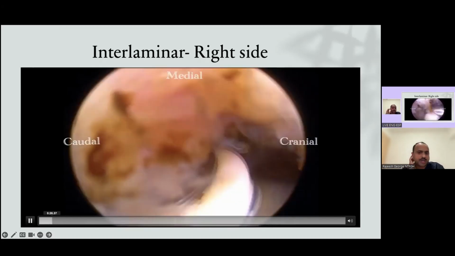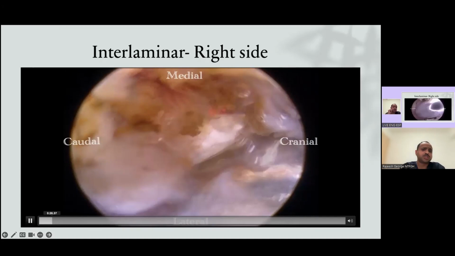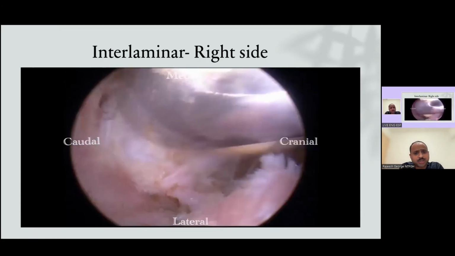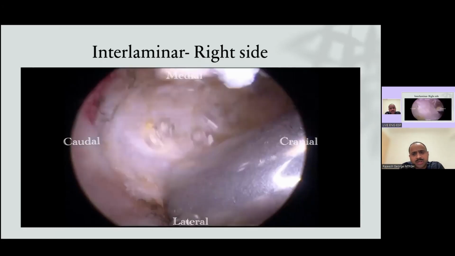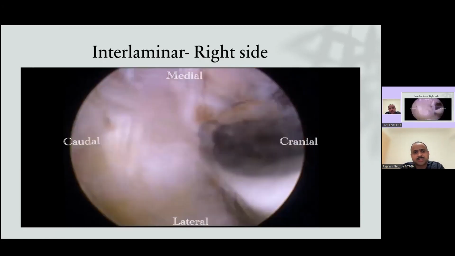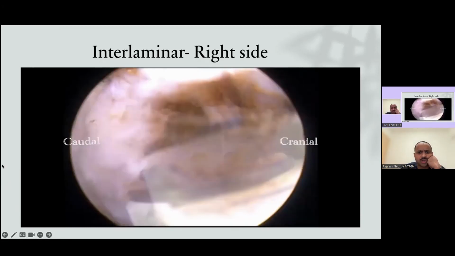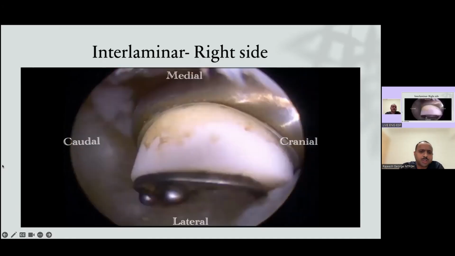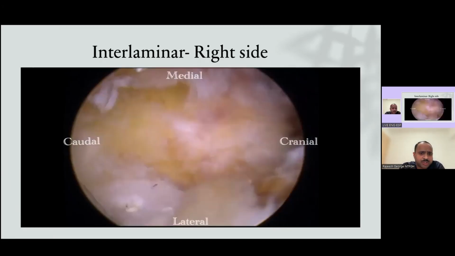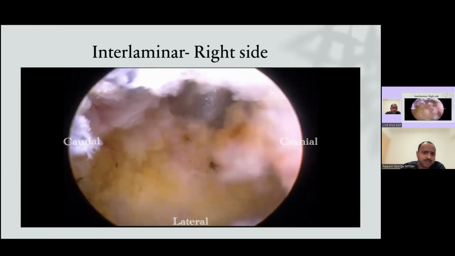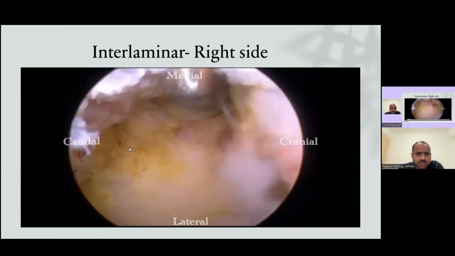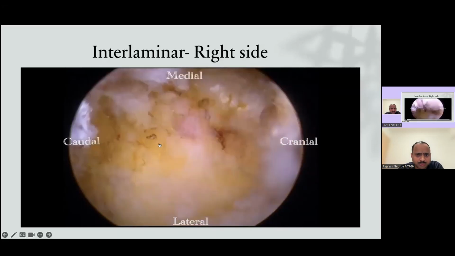On the right side, you find there's a bit more work to do for the muscle. We start out by clearing the muscles on the right side. Once you start clearing, your ligamentum flavum, which is the yellow ligament, comes into view, and you identify the caudal lamina, which will come into view soon.